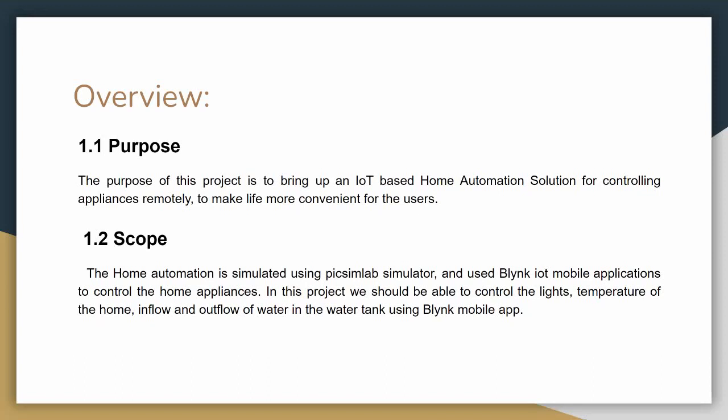And coming to the scope of the project, the home automation is simulated using the PicsimLab simulator, and we used a Blynk IoT mobile application to control the home appliances. So in this project, we should be able to control the lights, temperature of the home, and related to the water tank, its inflow and outflow, using a Blynk mobile application.